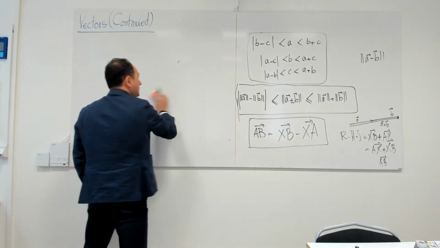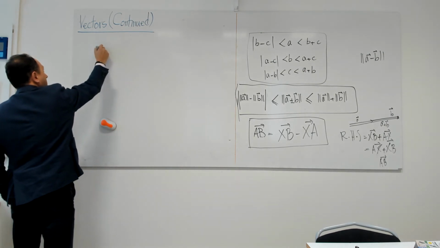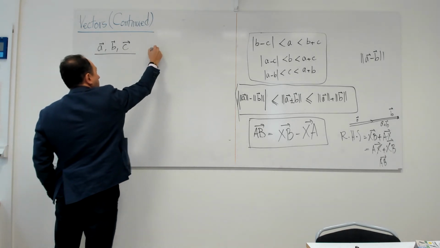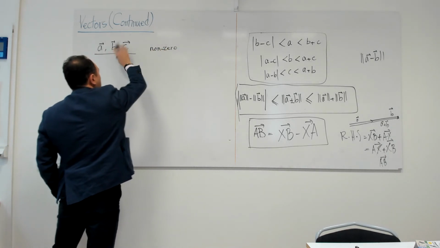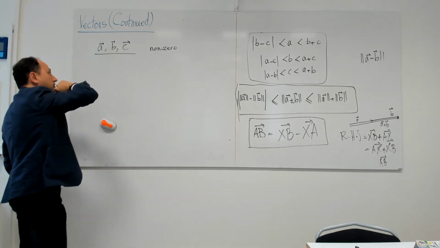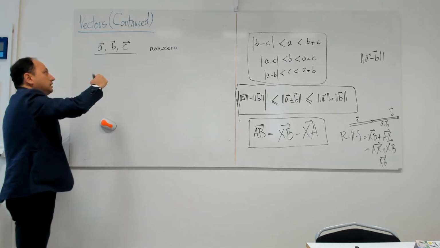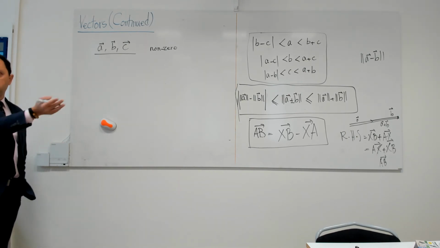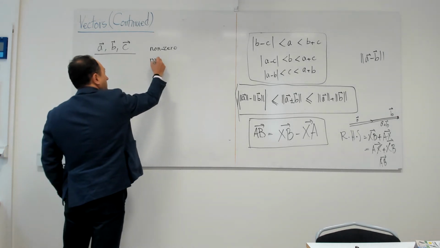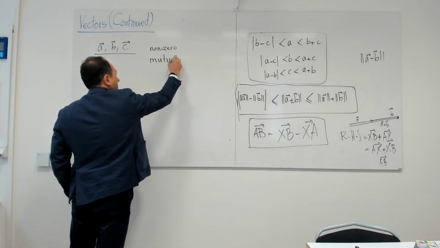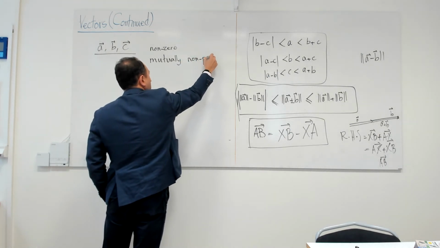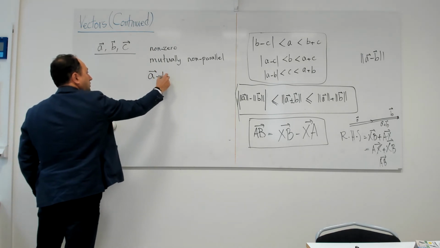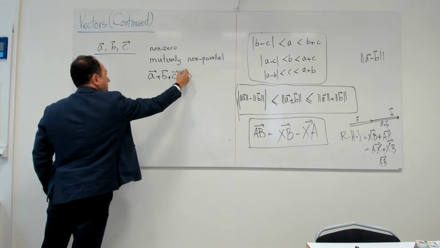So if I give you three vectors, let us consider that A, B, and C are three vectors, non-zero. None of them is the zero vector, and they are mutually non-parallel. So A is not parallel to B, A is not parallel to C, B is not parallel to C. And one more thing. I know the sum is the zero vector.